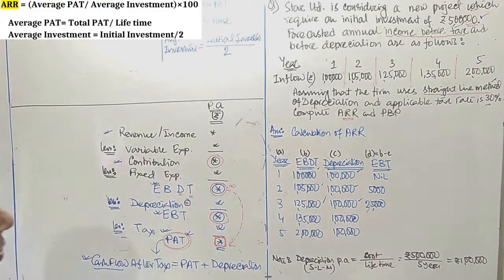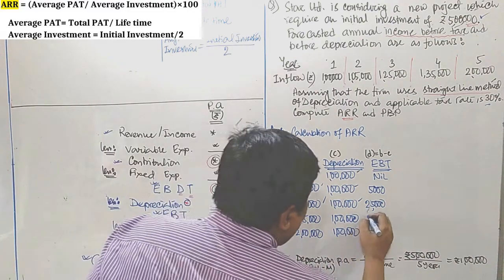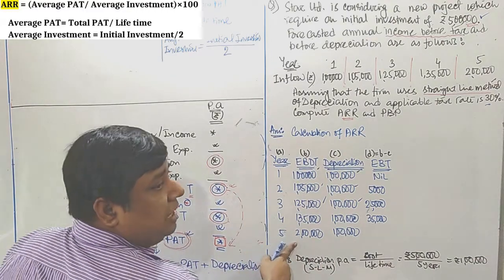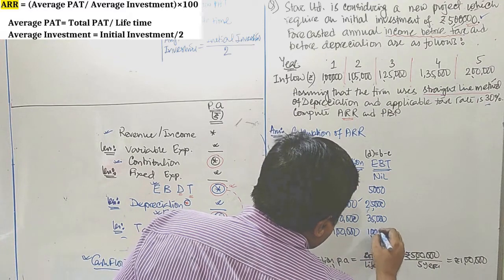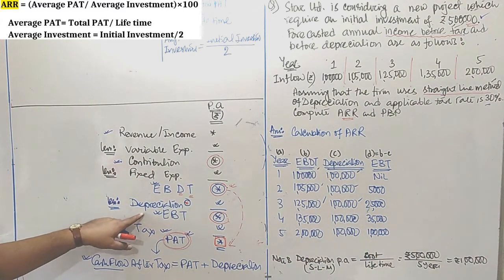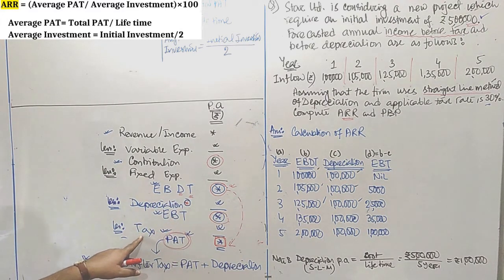At the third year. At the fourth year, our EBDT is 1,35,000, our depreciation is 1 lakh. Then our EBT is 35,000. At the fifth year, it is huge. Our EBDT is 2 lakh rupees, depreciation is 1 lakh. Our EBT will come how much? 1 lakh rupees. Now EBT also we count, but as I give that arrow, our target is to reach where? PAT.